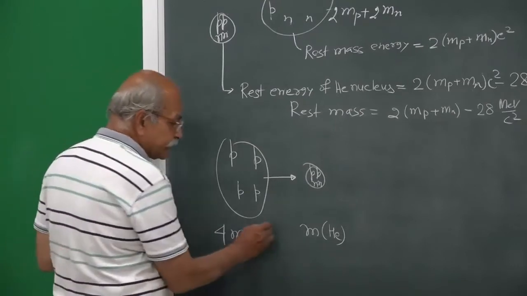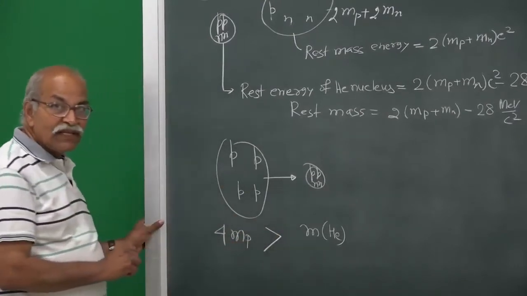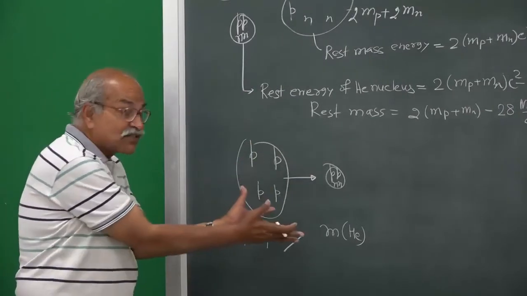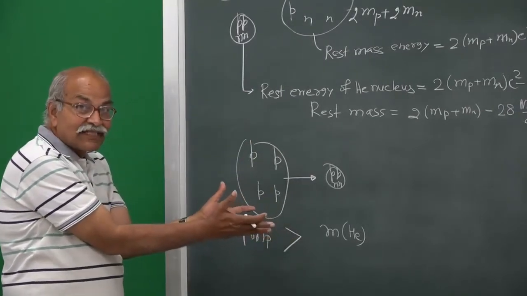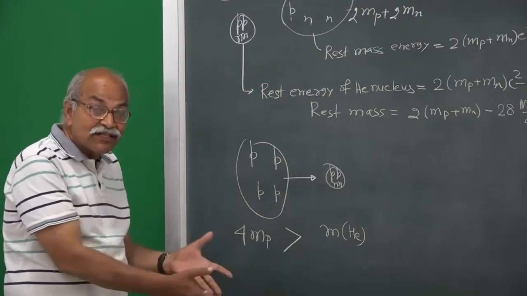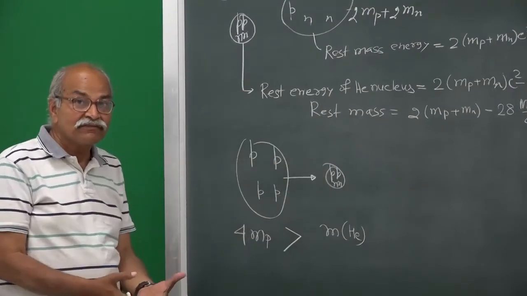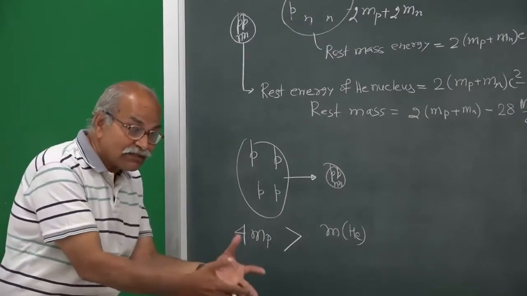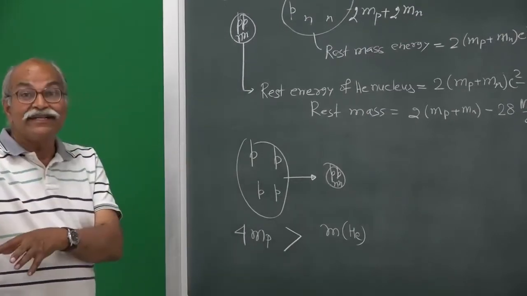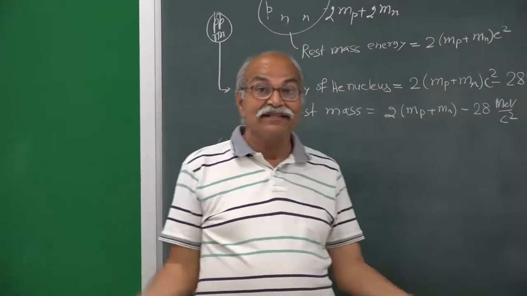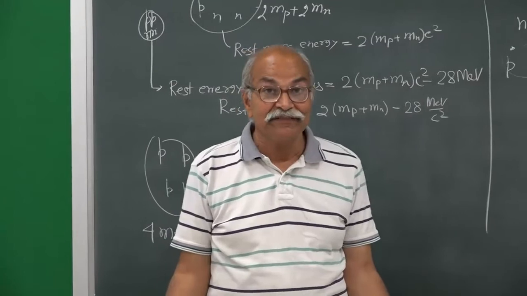So, it is like this, and that difference, when the rest mass has decreased, the rest mass energy has decreased going from here to here. That decreased energy is radiated in the form of light and all those things, and that energy we get on our earth.